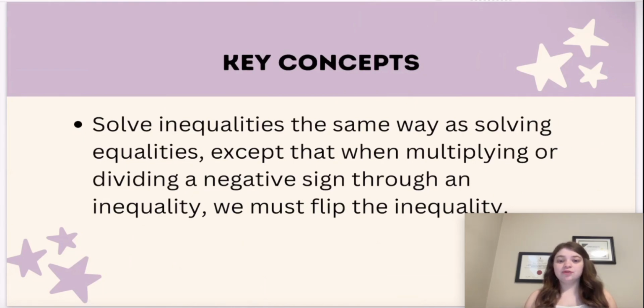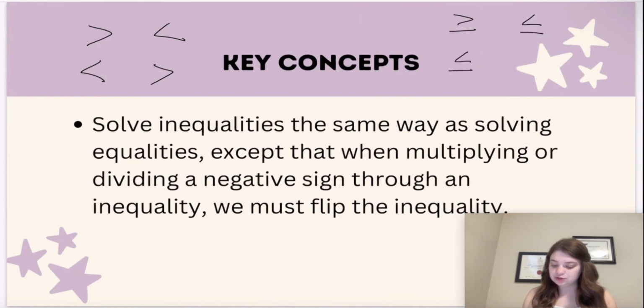I mean that when we multiply or divide a negative sign through, if the original sign was greater than, we would have to switch to less than. If the original sign was less than, we would switch to greater than. And if the original sign was greater than or equals, we switch to less than or equals. And if the original sign is less than or equals, we should switch to greater than or equals.